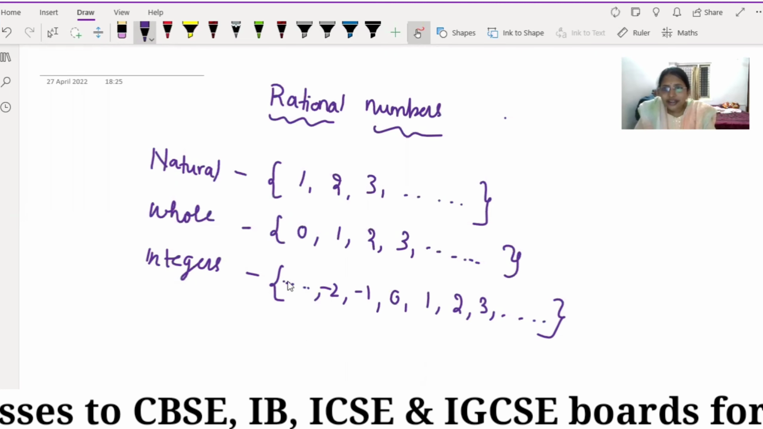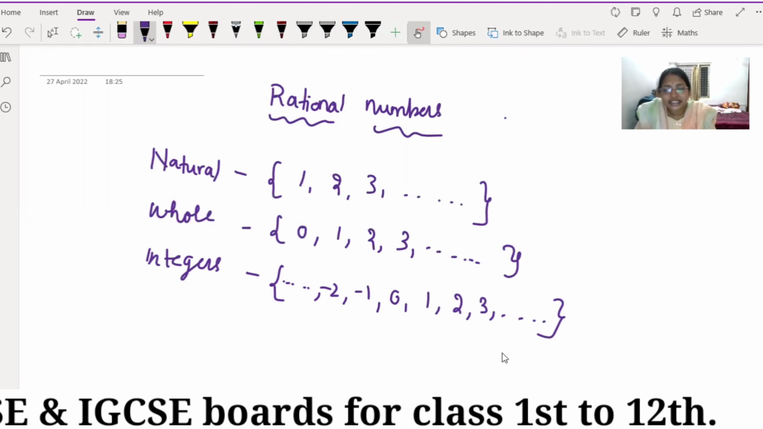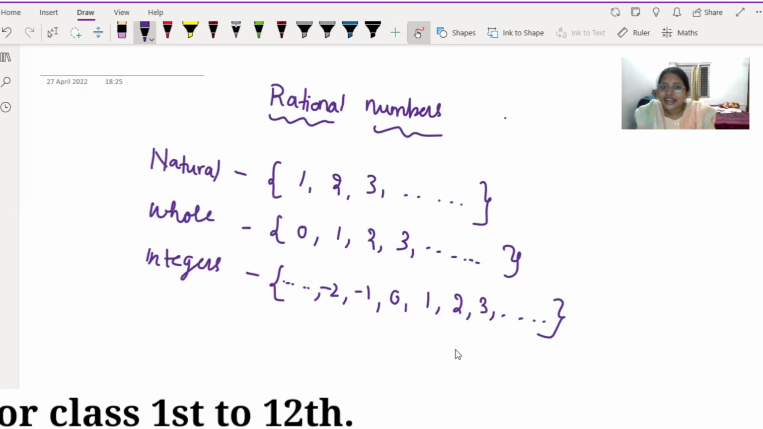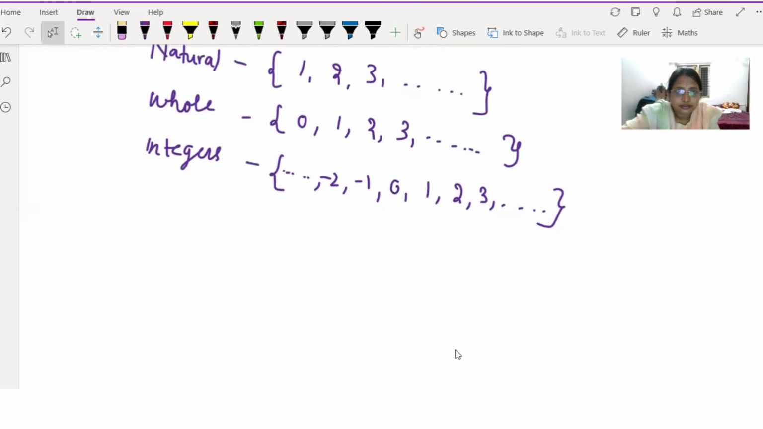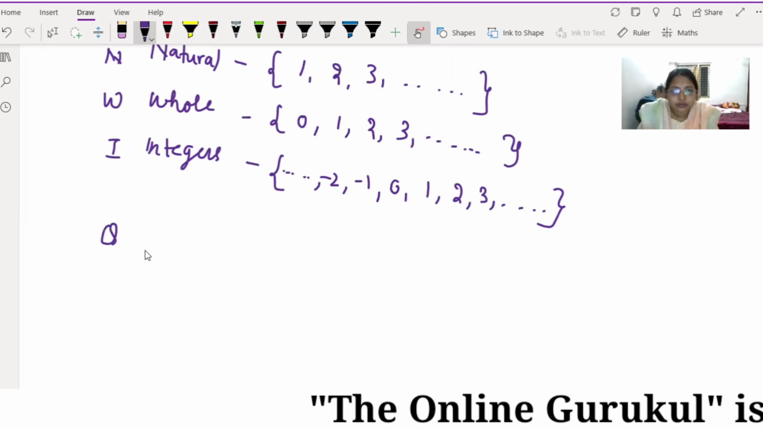So integers do not have a starting number or ending number. We cannot say even starting number or ending number for integers. They are also infinite in number. So let us learn what are rational numbers. The natural numbers set is denoted by N. Whole number set is denoted by W. Integers is denoted by I. Rational numbers is denoted by Q.